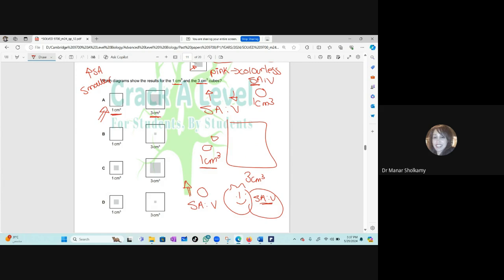So the 1 centimeter cube is a cube of high or low surface area? High surface area. Very good. And the 3 centimeter cube is of a high or a low surface area? Low surface area. Good. It has a big volume, yes, but a low surface area. Now we left both cubes for 10 minutes only. Which one will show a bigger area of discoloration? The one or the three?